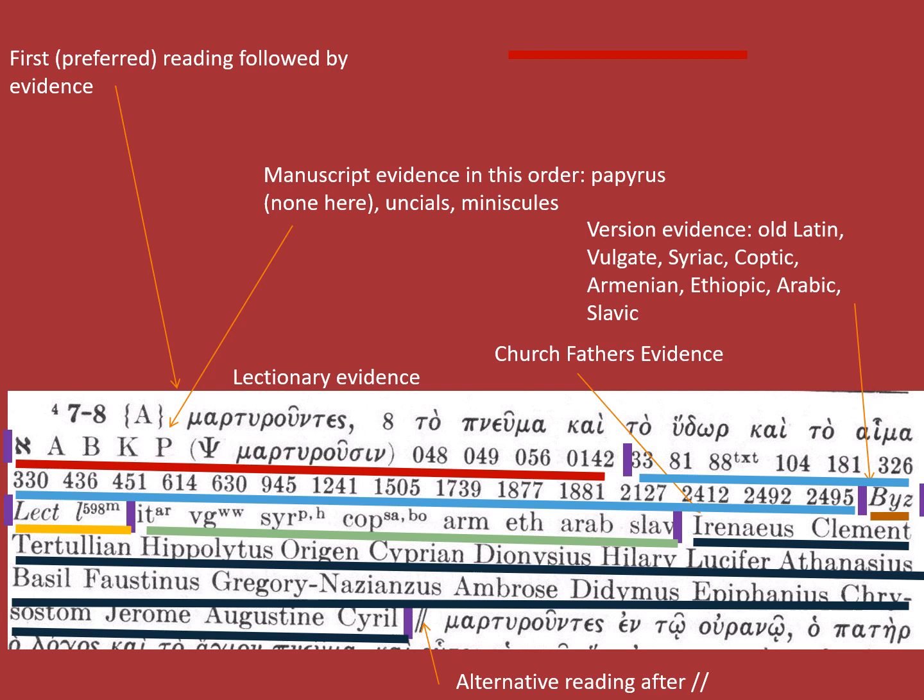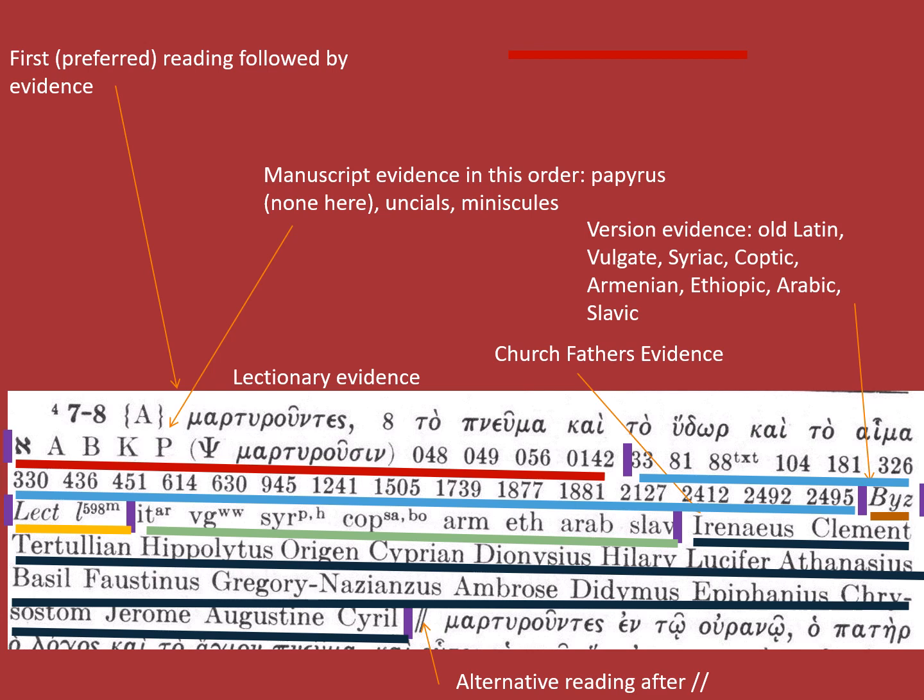So everything up until those lines is the first reading, and it's the preferred reading. What comes after that will be a second reading, and third and fourth, however many there are for a particular textual problem. Not everything is present here for the second reading, but you can see that it says martyruntes en to urano ho pater. So it's going to give that Trinitarian reading in the next part.